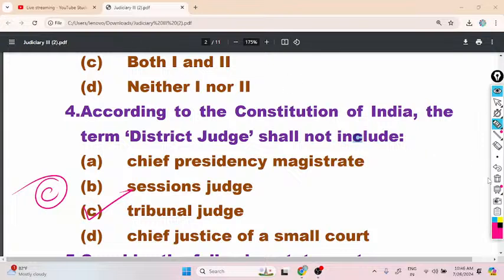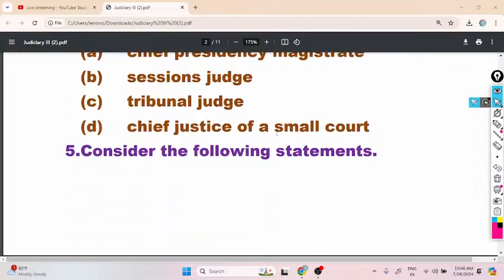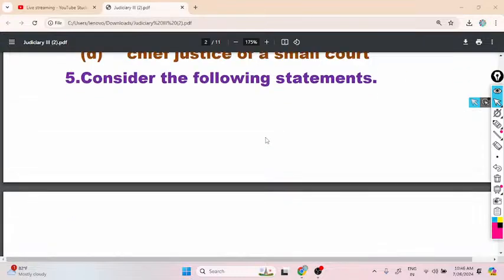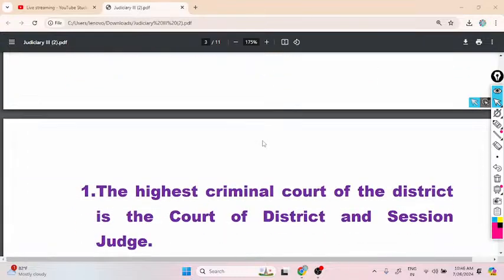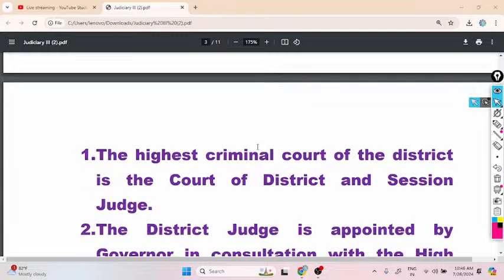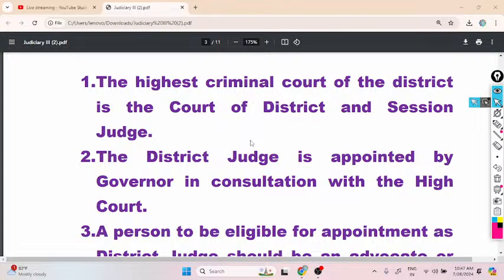Question 4. Consider the following statements. The highest criminal court of the district is the court of district and session judge. Yes. The district judge is appointed by the governor in consultation with the high court. Yes. Appointed by the governor only in consultation with the high courts.